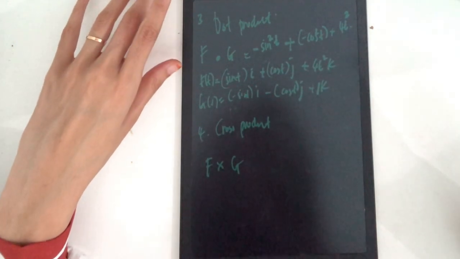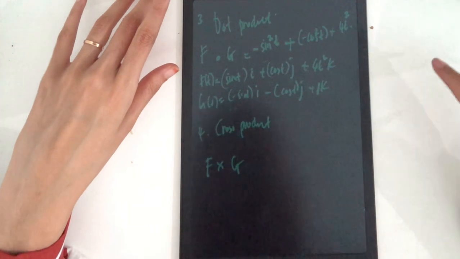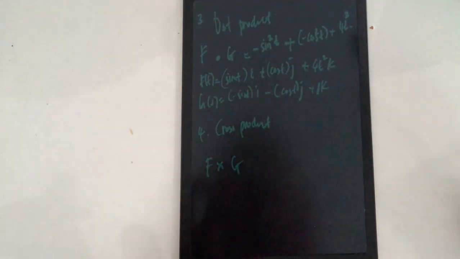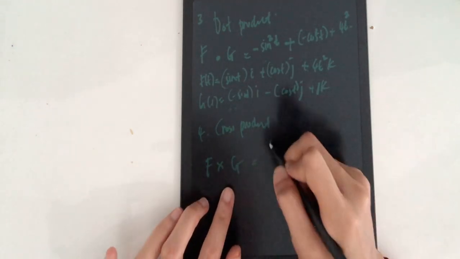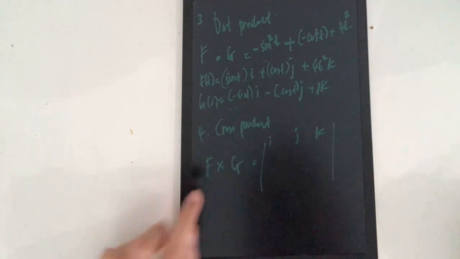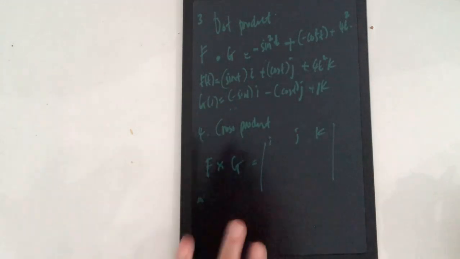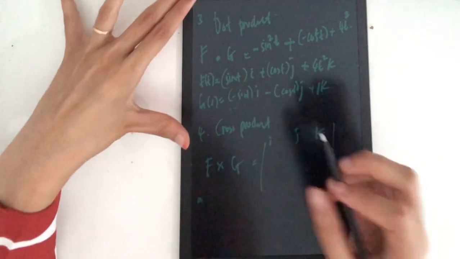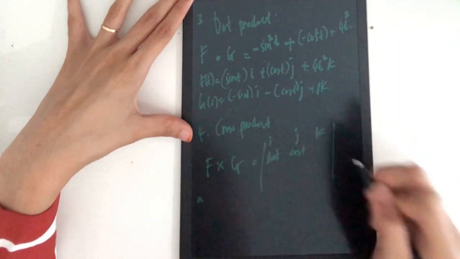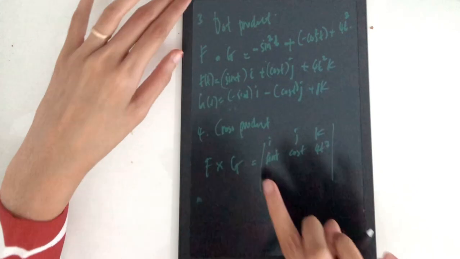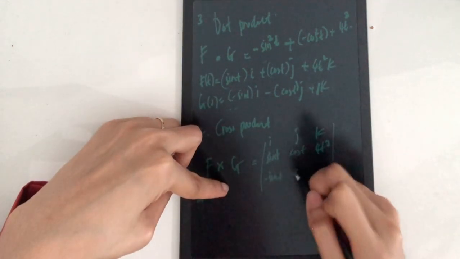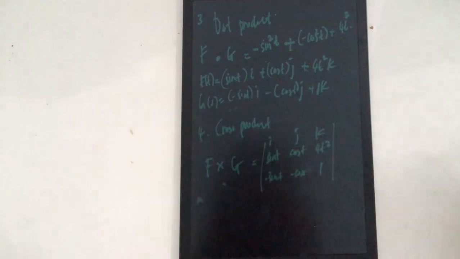Dot product will produce magnitude. I mean, it's a number. They have no vector. So it's different with the cross product. Cross product will produce vector. So what we do is, f cross g. The first row here you write the function f, so sin t, cos t, 4t square, and then for the second row you write the g one, negative sin t, negative cos t, and also 1.